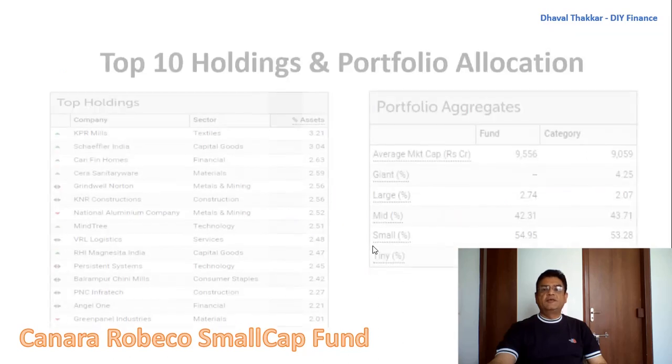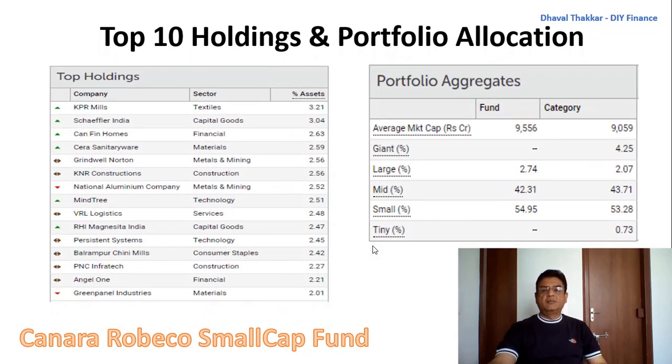As evident, Canfin Homes and Angel One are the main stocks of the financial sector, whereas VRL Logistics is the major contributor in the service sector. Here also, the stock selection looks good.